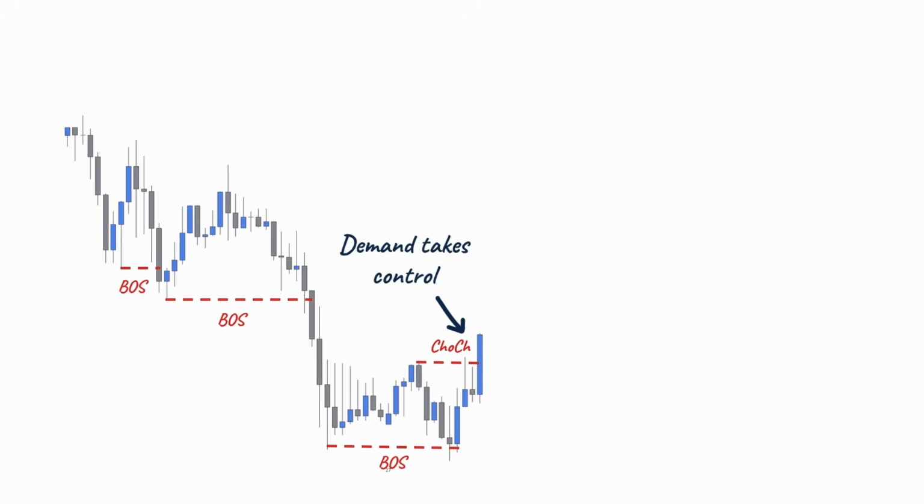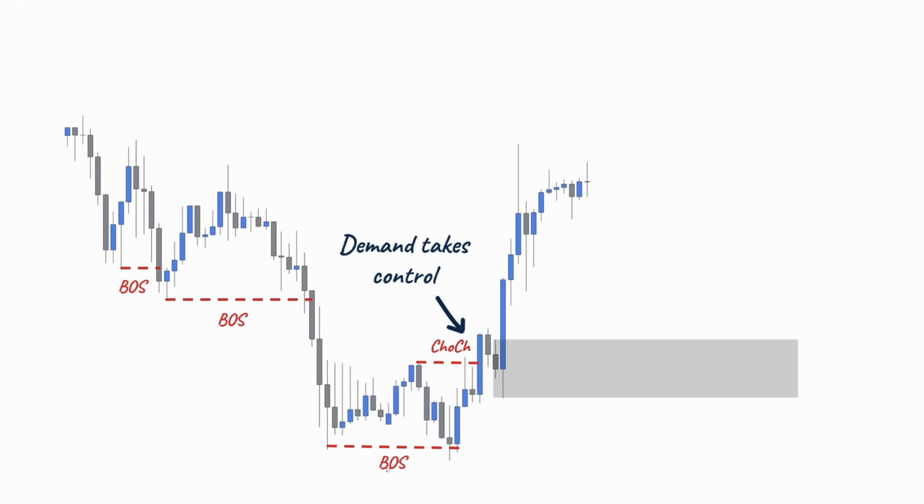Now if the market breaks and closes above this supply zone, we have a change of character which shows that supply failed to push the market lower and demand took control. Because if supply was still in control, we wanted to see a rejection from this area, which could lead to another potential market structure break to the downside. So right now demand is in control and we want to trade with the dominant direction.